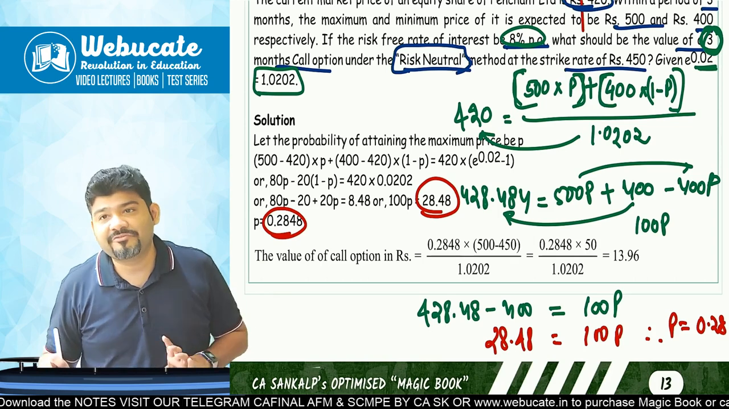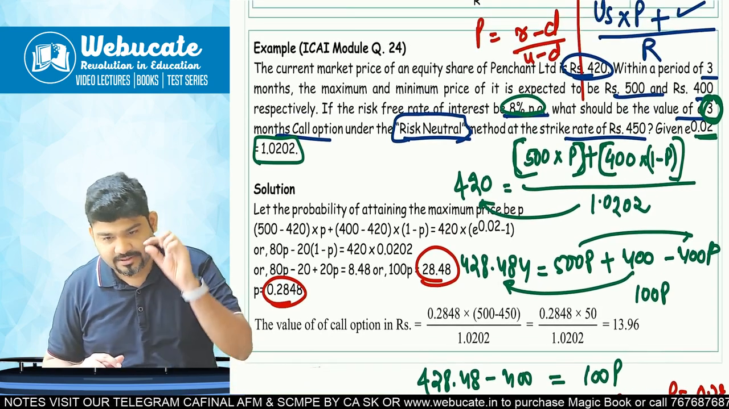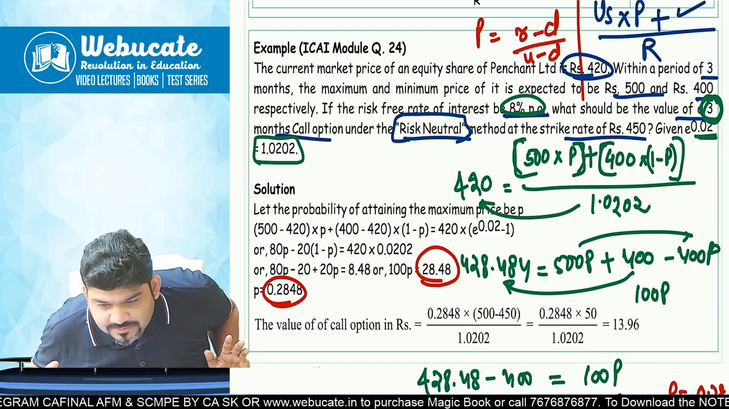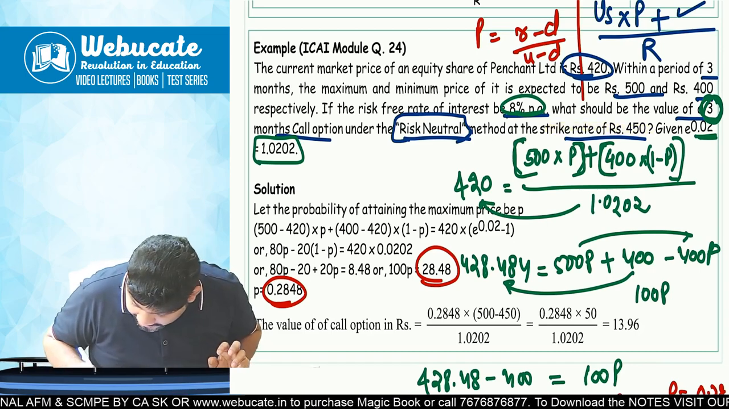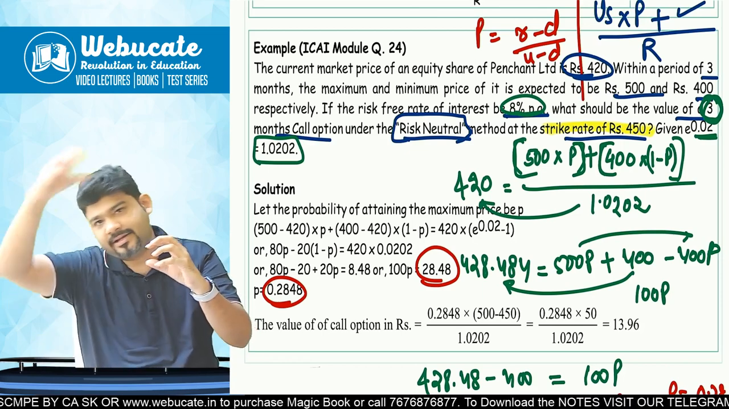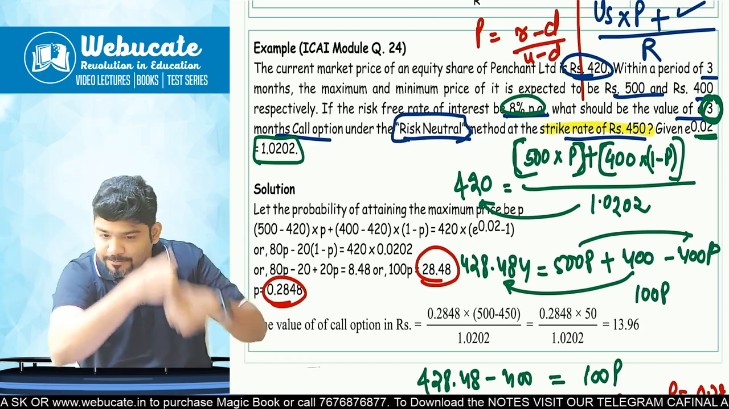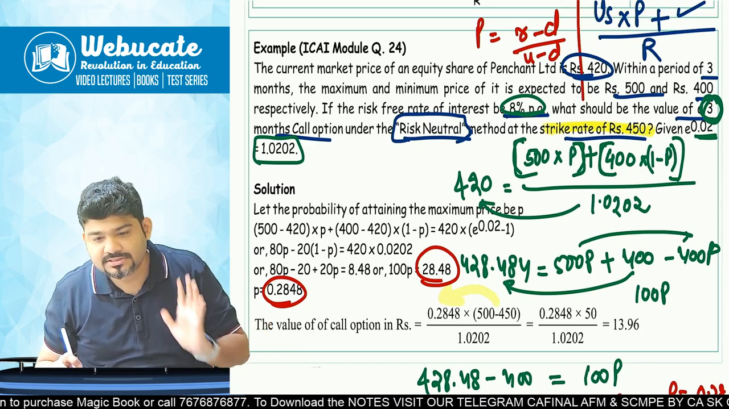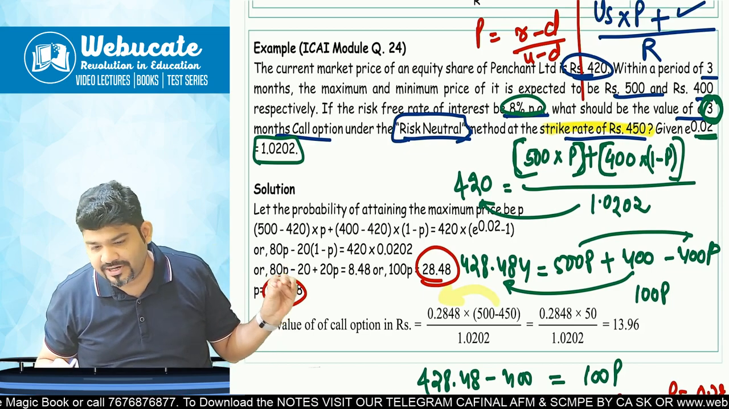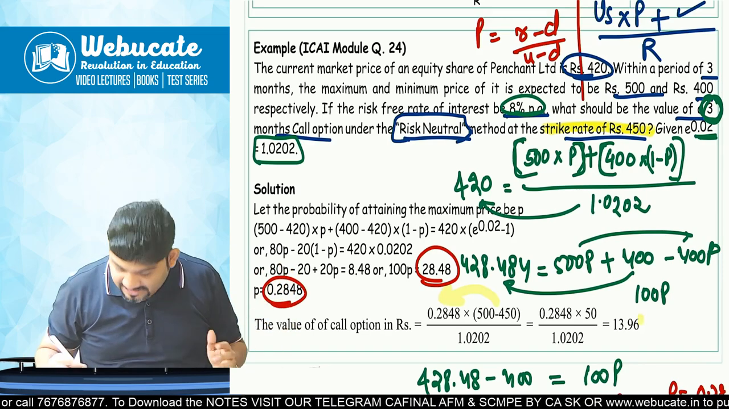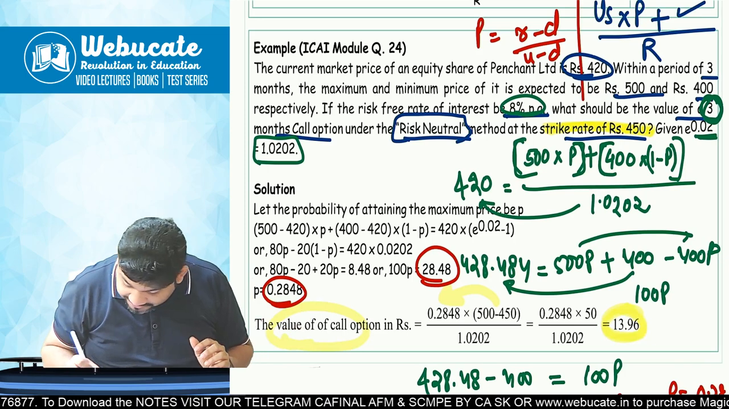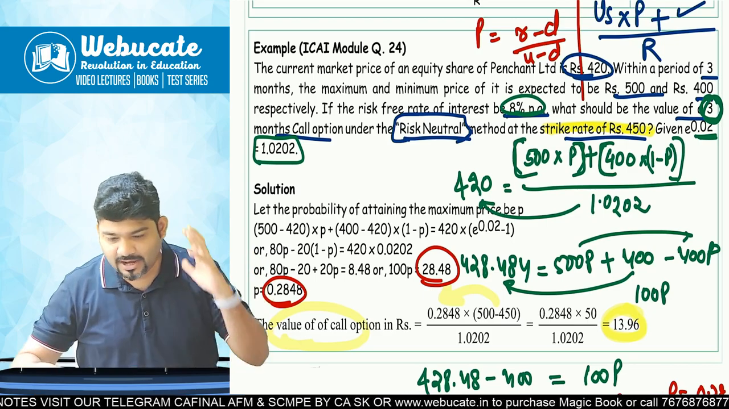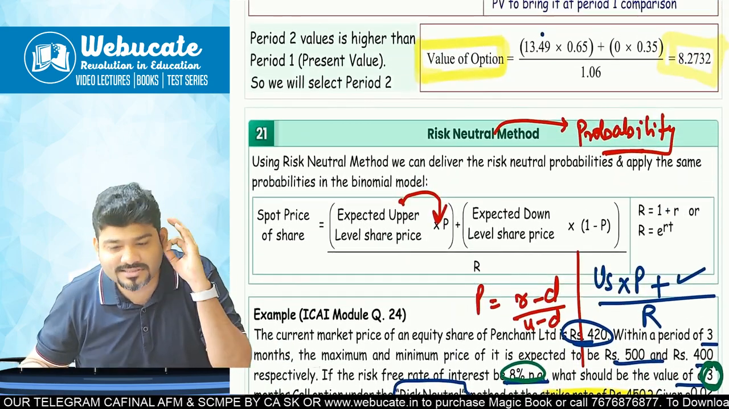Now, how do you calculate the value of the call? Sorry, what is the exercise price? Strike price is 450. So if the strike price is 450 and it can go up to 500, that is 50 rupees. What is the probability? 0.2848. And the other option is it goes down to 400, where we will not exercise. So 0.2848 into 50 upon 1.0202, bringing it to present value, we will get the value of the call option, which is 13.96. Got it, everybody. So this is how the system works as regards the risk neutral probability method.